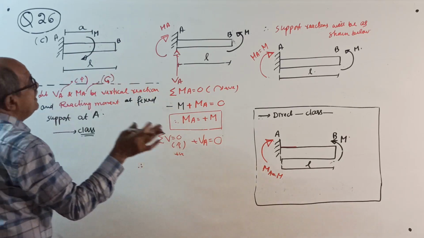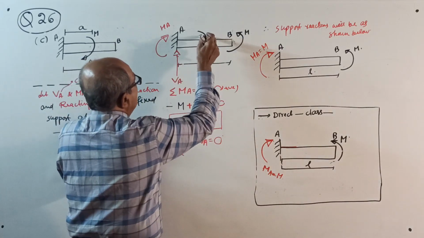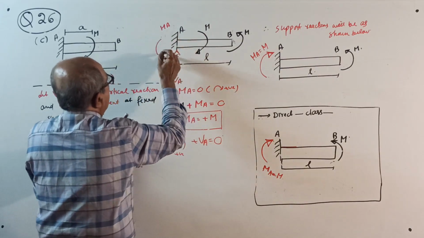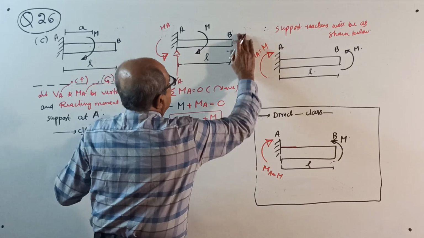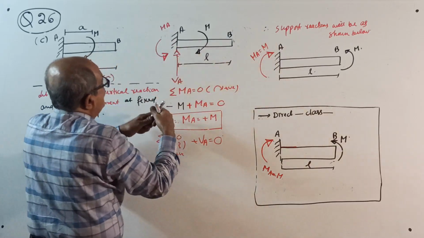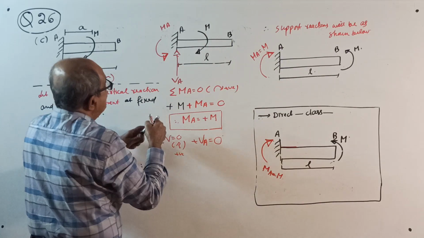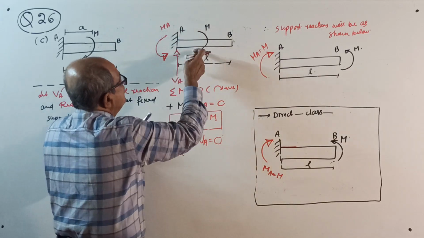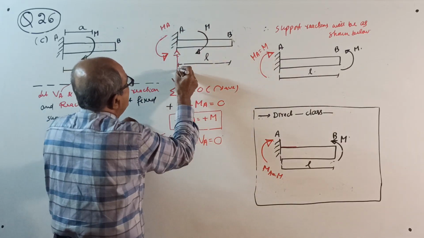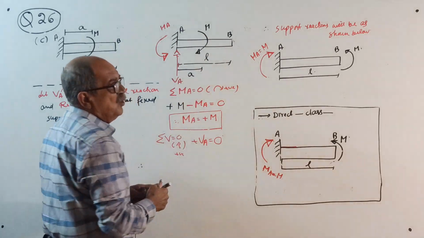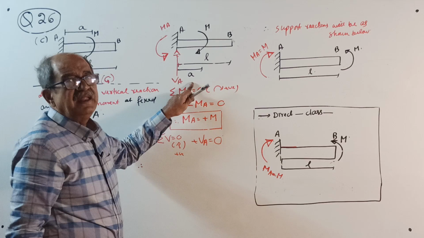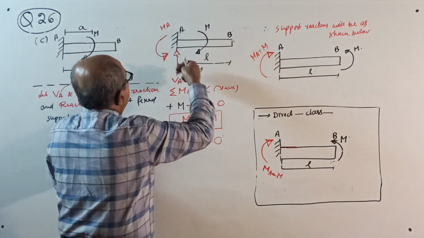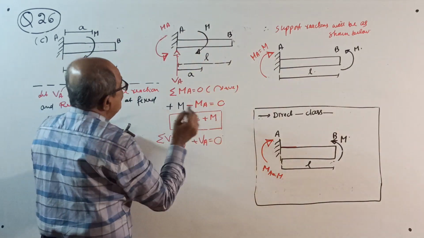So, as usual, the couple M is clockwise here. We are assuming MA anti-clockwise. Sigma M about A equals 0: plus M minus MA equals 0. Note, the distance is A, but there is no multiplying by A, so the A does not matter here. I will give a small example for you later. So, MA equals plus M.